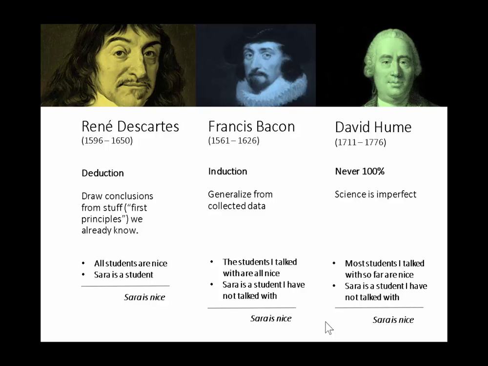But for David Hume, it would be more, okay, hang on, there's an uncertainty element in it. Maybe not everybody I talk with is nice. But most students I talk with so far are nice. And then Sarah is a student I haven't talked with, and based on that, I'm concluding that Sarah is nice. So these are, in a nutshell, these principles of deduction and induction that are important for the way we think about stuff, and how we actually derive our knowledge.